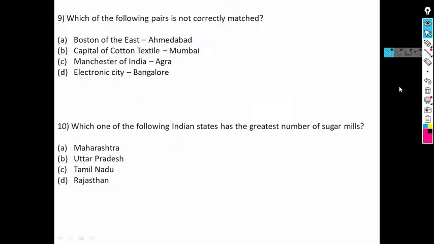Next, which of the following pairs is not correctly matched? Boston of the East, it is Ahmedabad. Capital of cotton textile is Mumbai. Manchester of India, it is Agra. Electronic city, it is Bangalore.